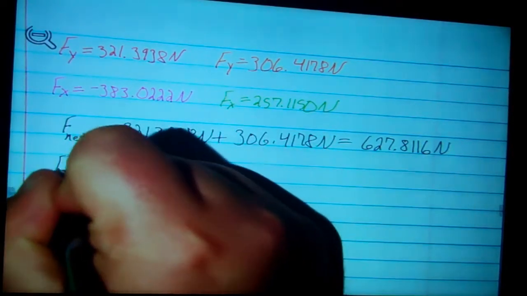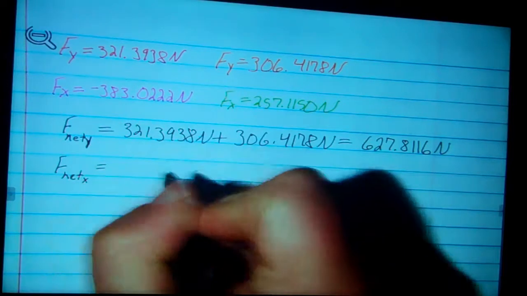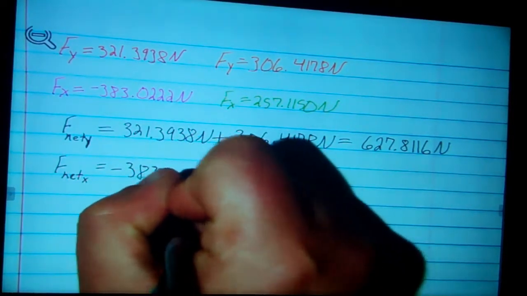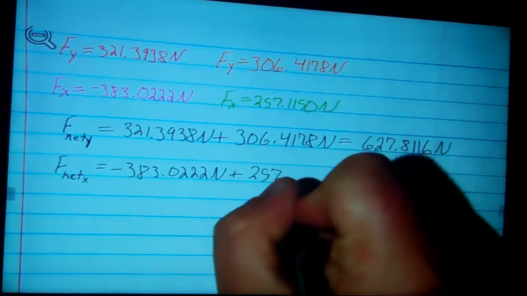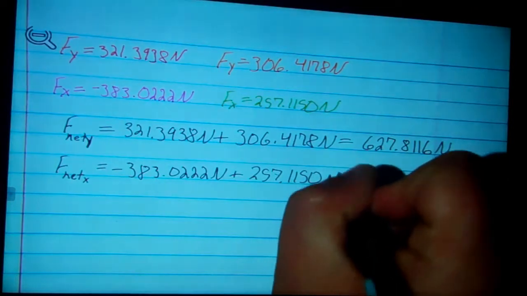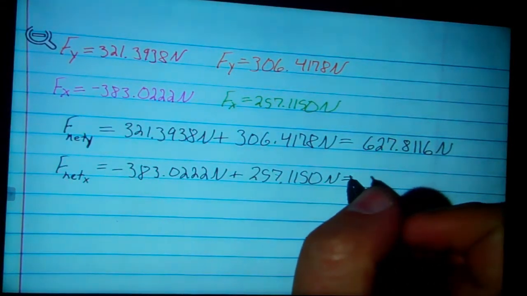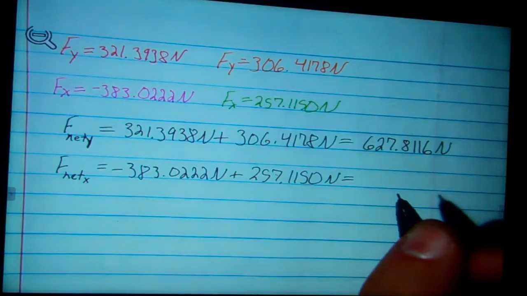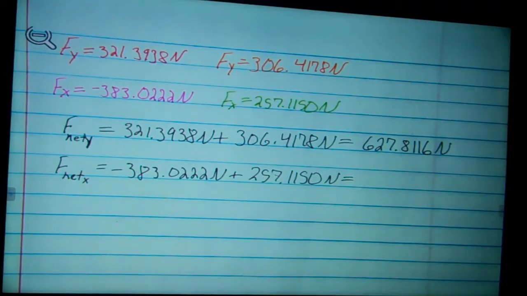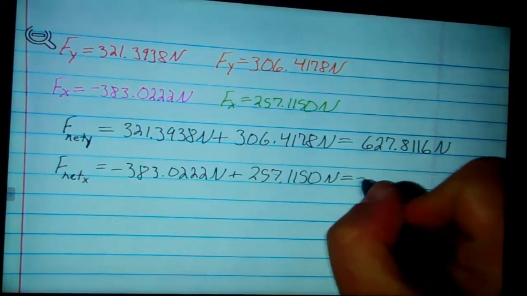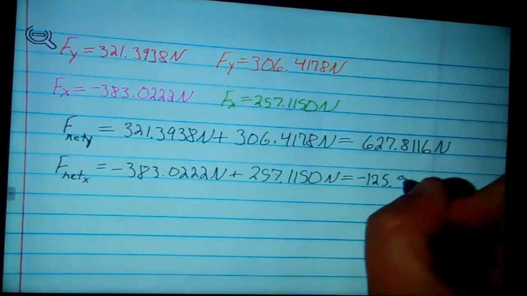And then we're looking at the net force in the x direction, which will be equal to negative 383.0222 newtons plus 257.1150. You won't get a negative. Savannah, you calculated that: negative 125.9072. She said negative 125. You got negative 125.9072. That's what I get.